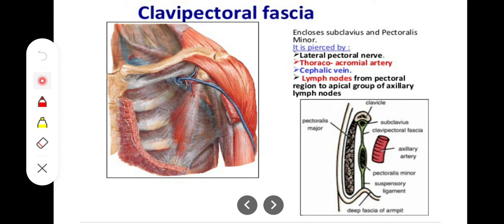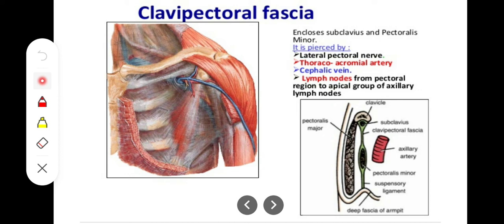Now what is deep cervical fascia? It's the fascia present in the neck region. Cool. So when you will be studying head and neck anatomy, we'll be talking about this deep cervical fascia, which is the deep fascia of the neck region. So behind the subclavius muscle, this clavipectoral fascia gets continued with the deep cervical fascia. Okay, and also to the axillary sheath, which is present in this region.